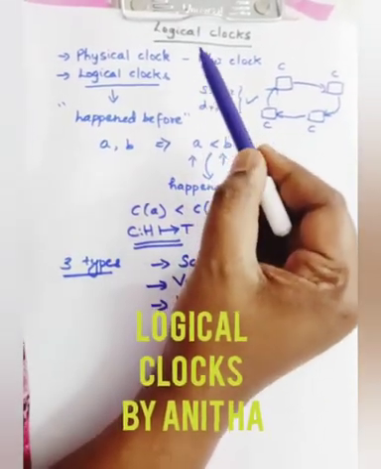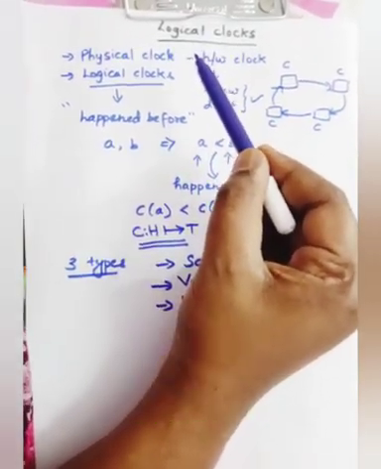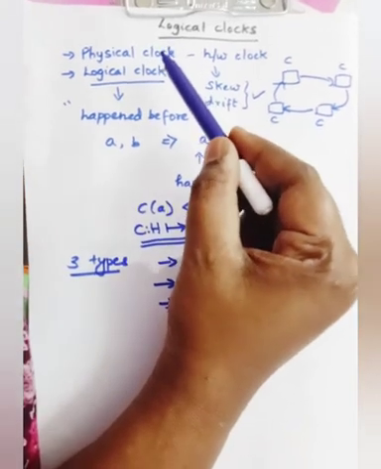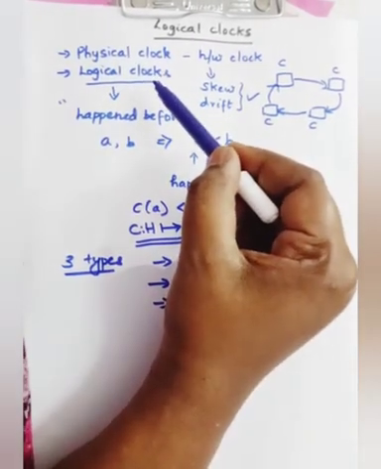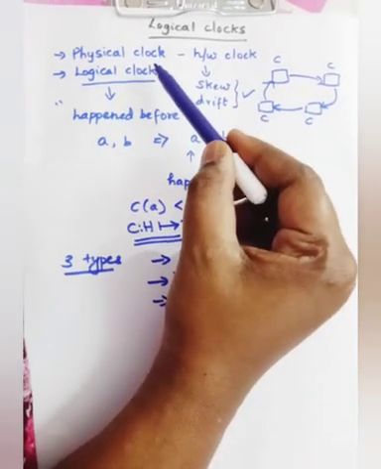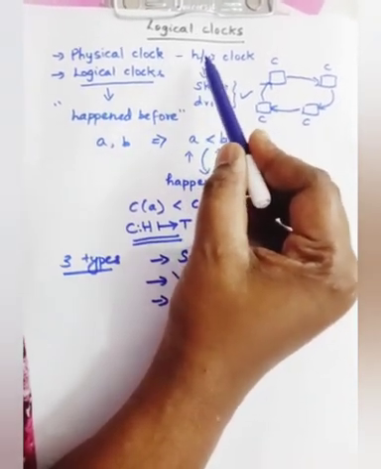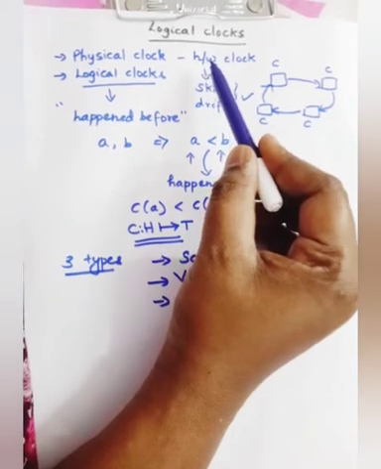Hello everyone, we are going to see logical clocks in distributed system. There are two kinds of clock. One is the physical clock of a computer and another one is the logical clock. So what is a physical clock of a computer? It is the hardware clock of computer.